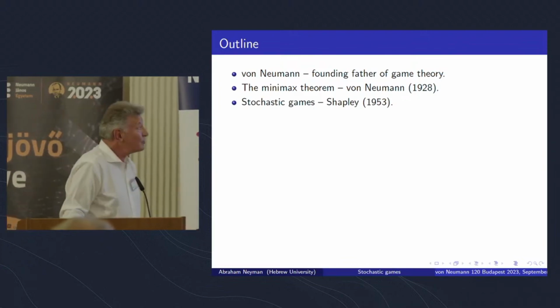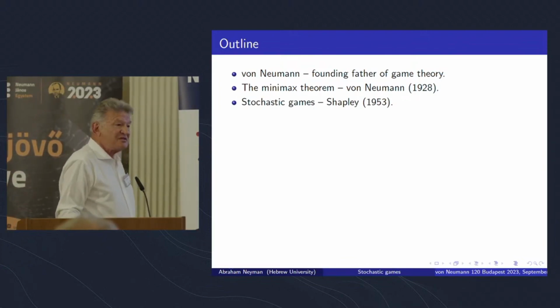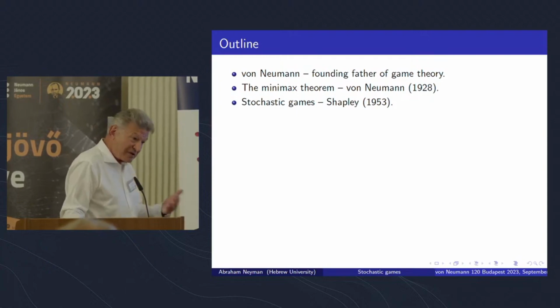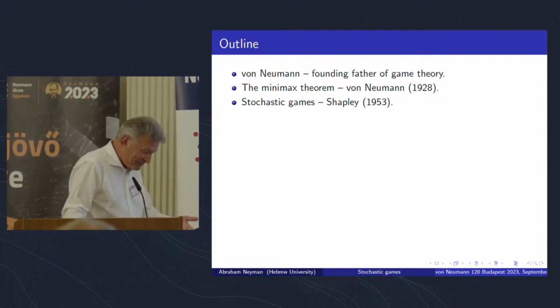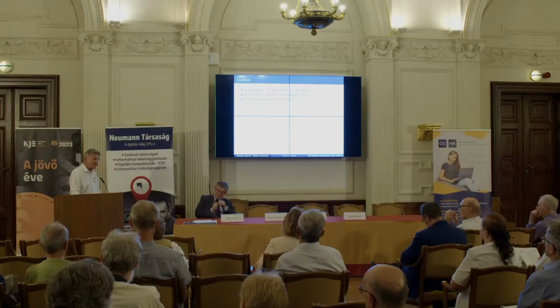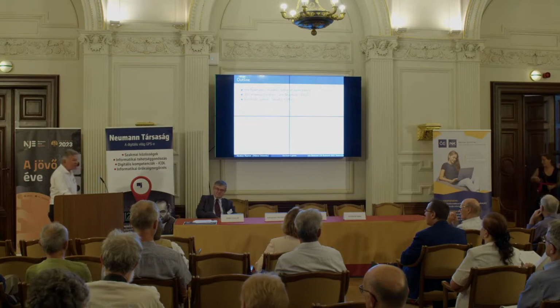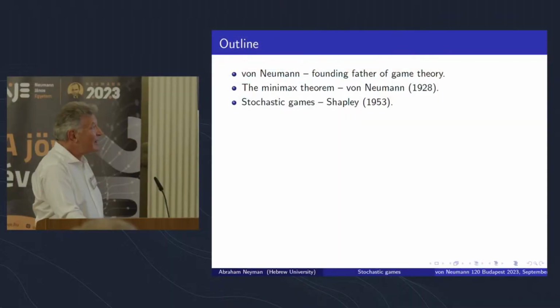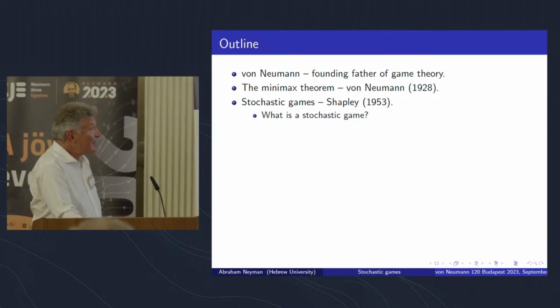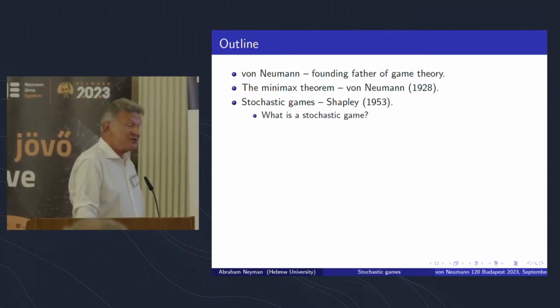Then I'll move to stochastic games. These games were introduced by the first that I mentioned here, Nobel Prize winner Shapley, in '53, and this was a paper that was communicated to the Proceedings of the National Academy of Sciences by von Neumann. I think it's the first paper that von Neumann communicated in game theory. And I will try to describe what is a stochastic game.